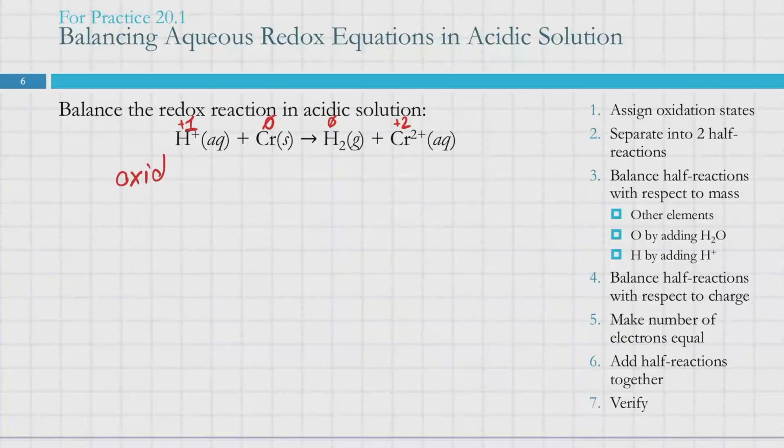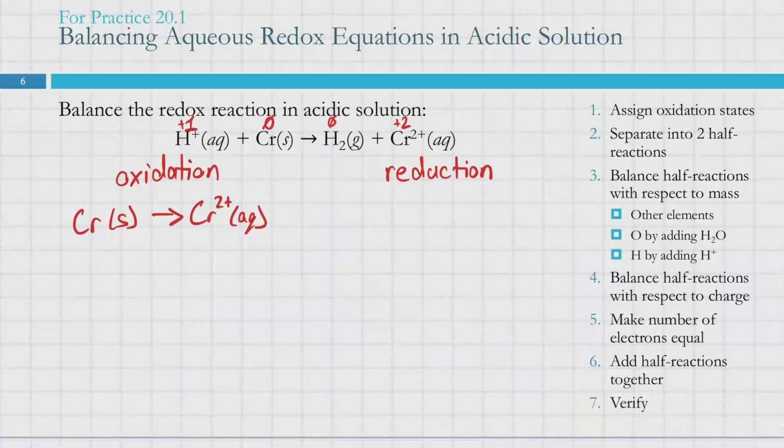So our oxidation half reaction is Cr solid going to Cr2+ aqueous. And then our hydrogen is being reduced, so our reduction half reaction is going from a +1 to a 0. That's reducing the number, which is a reduction. So H+ aqueous goes to H2 as a gas.